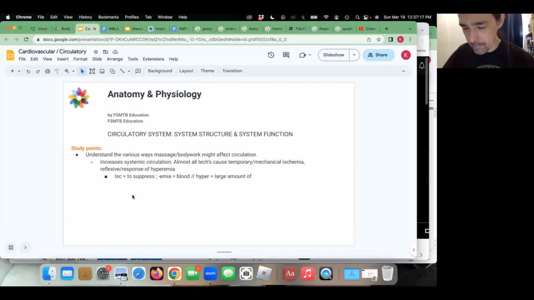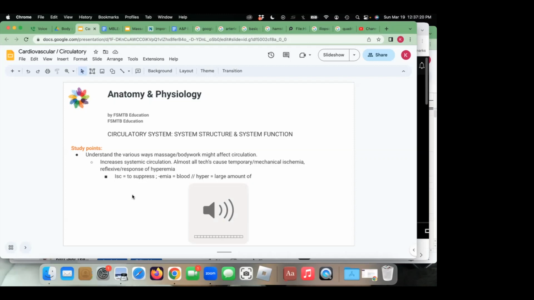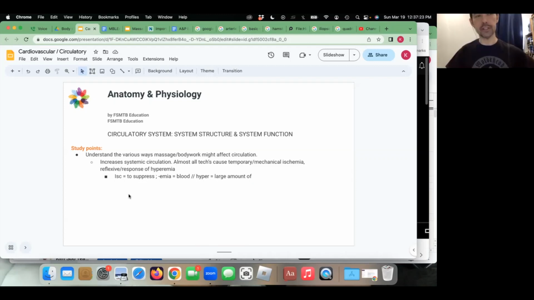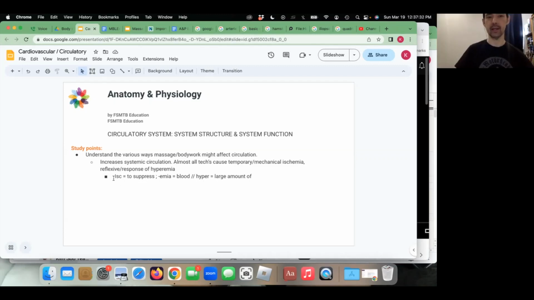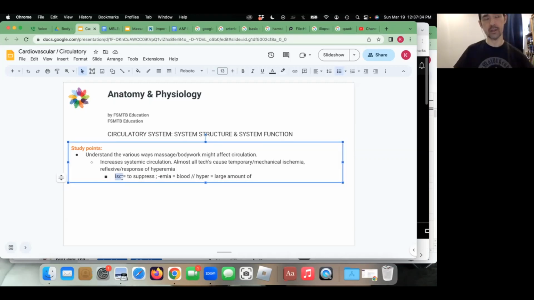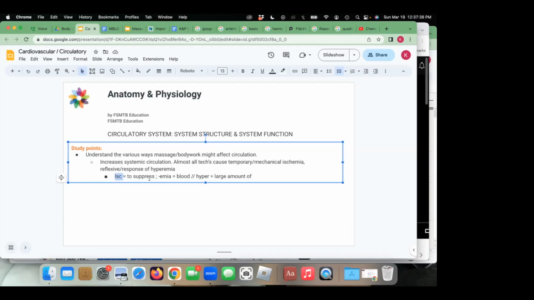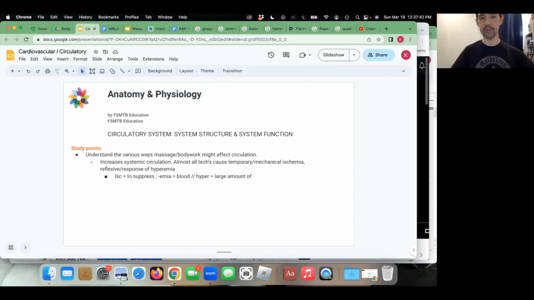One more time. Khalees, please. When you press, the mechanical effect is ischemia. Ischemia, yes, very good. And what does isch mean? To suppress. And emia is the blood flow. Yes, thank you.